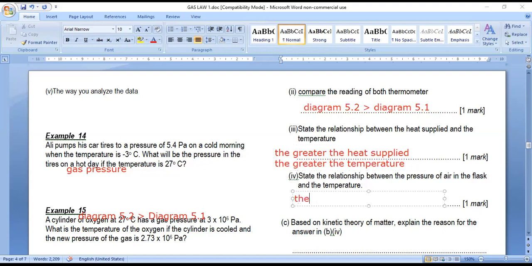So same, the greater the temperature, the greater the pressure.